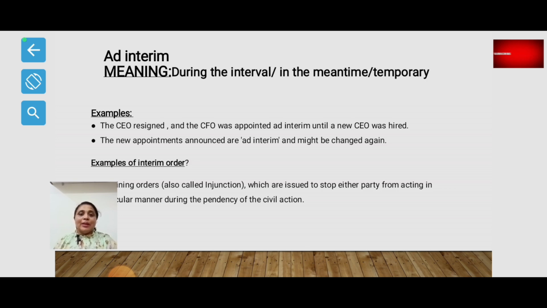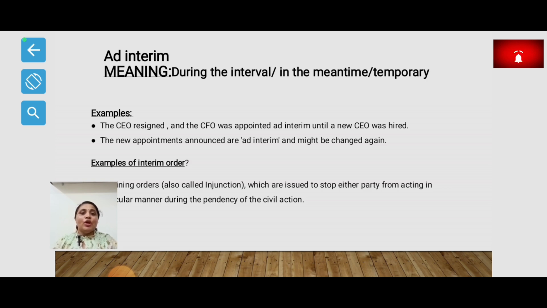Okay. For example, you'll see an example. The CEO resigned and the CFO was appointed ad interim until the new CEO was hired. So for the meantime, for the meanwhile, the old one resigned and the new one has to join. So there's a gap. To fill the gap, for the meantime, somebody was appointed. This is one of the examples.